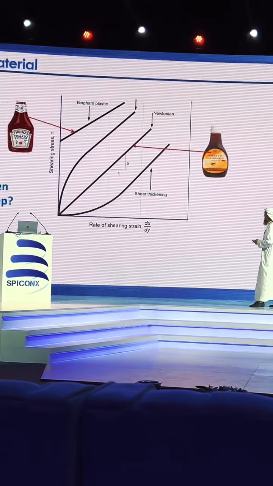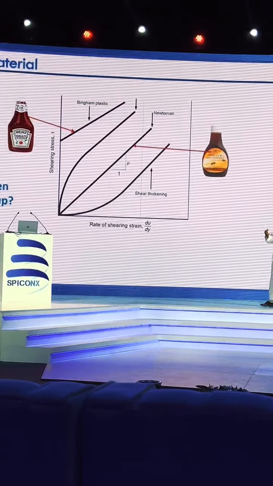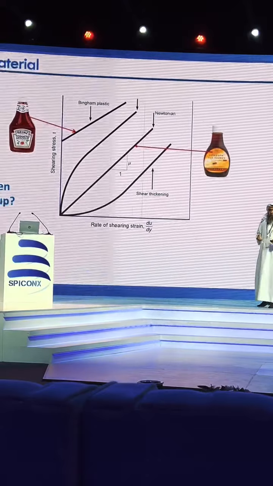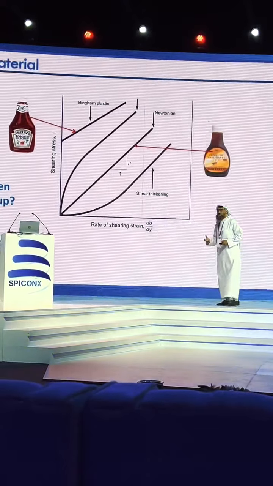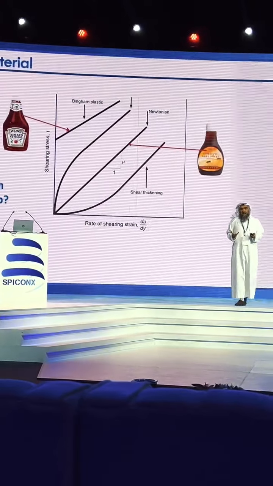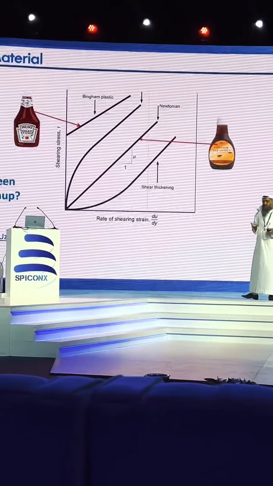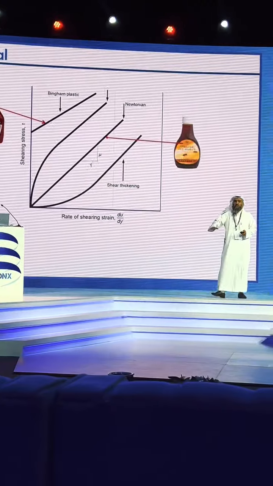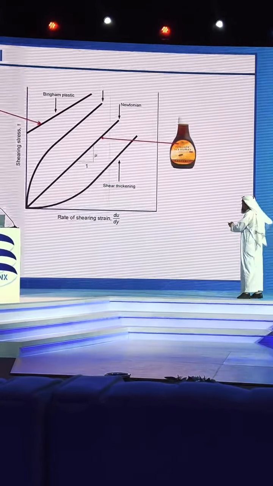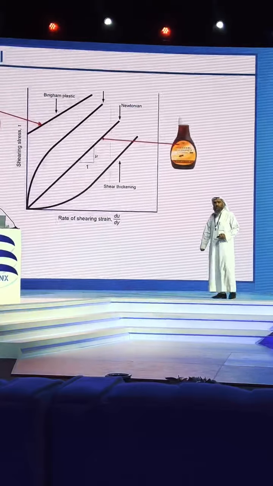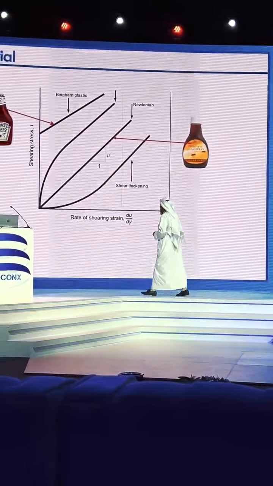Now the third type is called shear thickening, also called dilatant material, where the shear increases the resistance force of this material. All the viscoelastic coatings you are using are of this type, this shear thickening or dilatant.